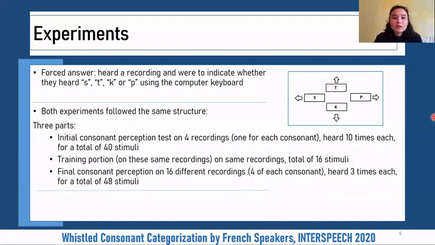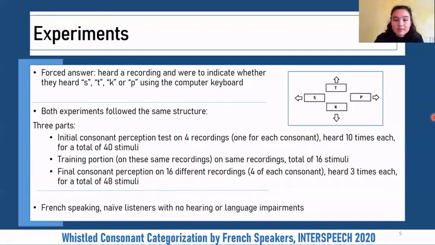Finally, there was a consonant perception test in the 3rd part based on 16 different recordings. So 4 versions of each consonant, and these 16 recordings were heard 3 times each for a total of 48 stimuli. So a lot more variation in this 3rd part than in this 1st part, where we only had 1 version of each consonant. The participants, as I mentioned before, were French-speaking, naive listeners with no hearing or language impairments.